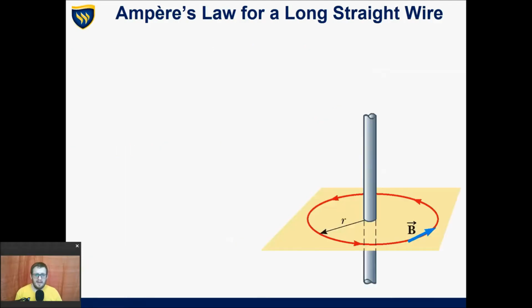So if we want to apply Ampere's law for a long straight wire, we will use a closed circular path. Why? Why not that arbitrary wavy path that we saw before? Well, that's because we're trying to match up the symmetry of the magnetic field. And we know that the magnetic field lines are going to circle around this current carrying wire.